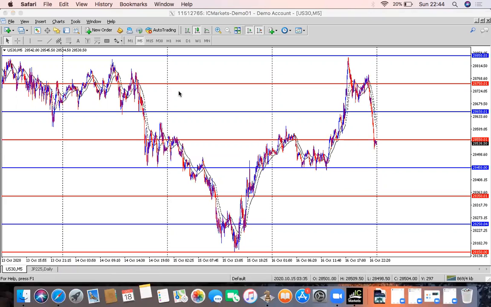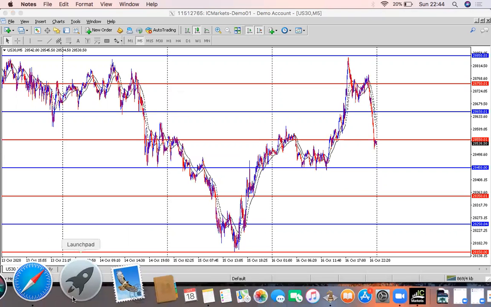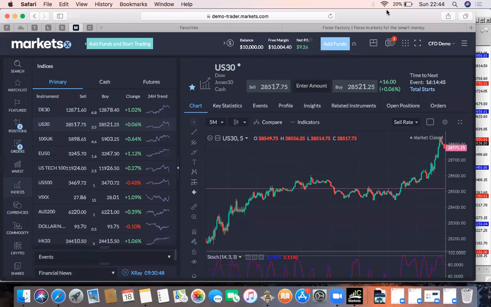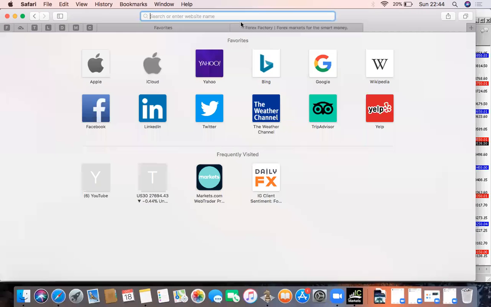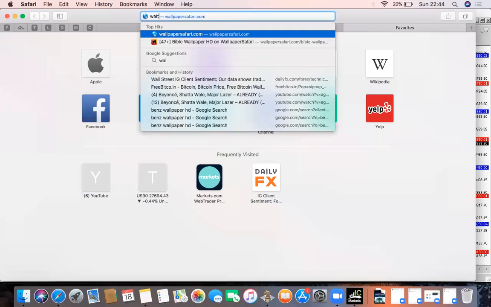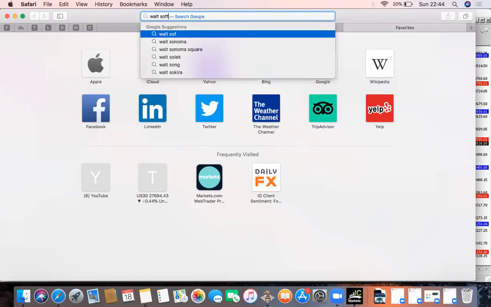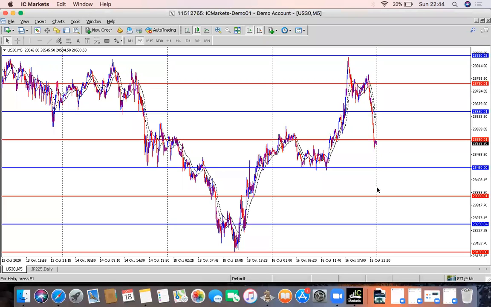Let me type it for you guys. So these lines, I can just draw them out though. Yeah, you can draw them, or you could get this indicator. Okay, this is the name. Waltsoft. Let me write that down. I don't know if it will give you the same numbers, but these are the numbers to look at.